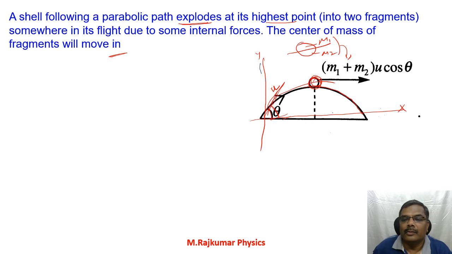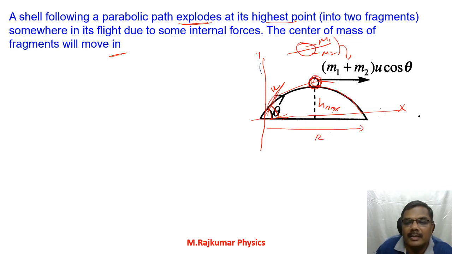So here also, apply the law of conservation of momentum. The thing is, when the shell explodes at the highest point, this is the highest point, h max, and this is the range. This is called projectile motion. This is a parabolic path. How much distance does it travel along the x-axis? So at this highest point, the shell which has been thrown breaks into two. It explodes into two.